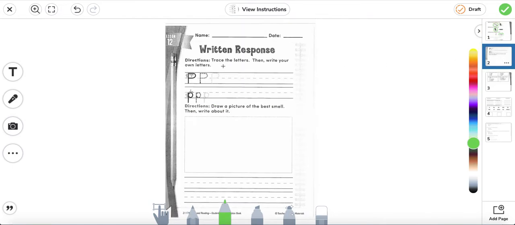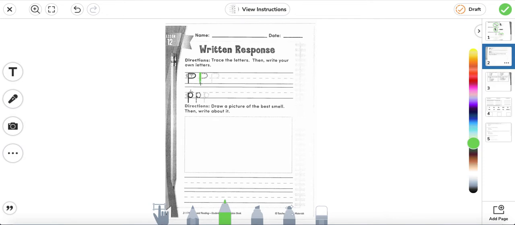Written response. Trace the letters, then write your own letters. What letter is this? The letter P. What sound does the letter P make? P. Can you think of words that begin with the letter P? Popcorn? Pop? Peanut butter?